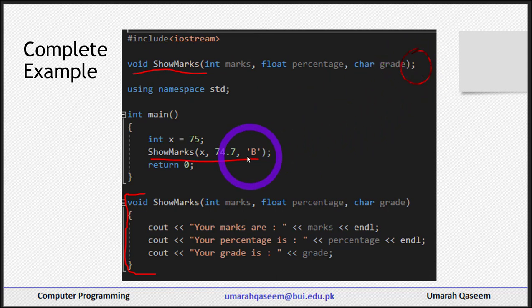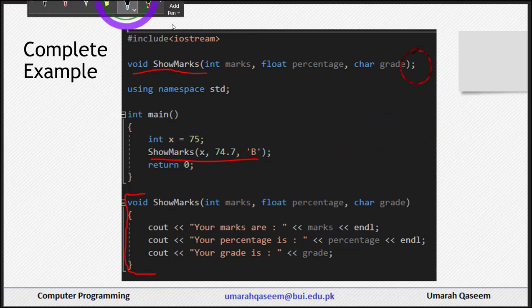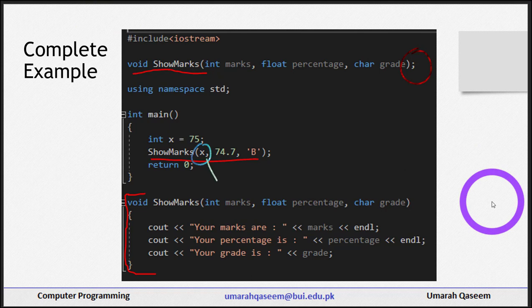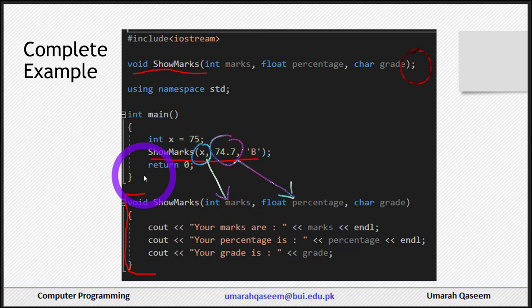And then let's see the function call. For the function call, we have to pass three parameters, three variables to it, because it's accepting three variables as input. And another important thing, we have to pass these variables in sequence. The first variable, that is x here, will be passed to the first input of the function. So if x is 75, marks will be 75. The second variable is 74.7. This variable will be passed to the second input variable of the function, and the third variable is b, that will be passed to the third input variable of the function.